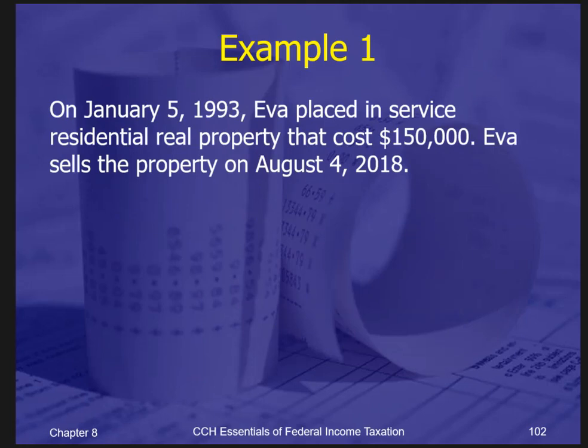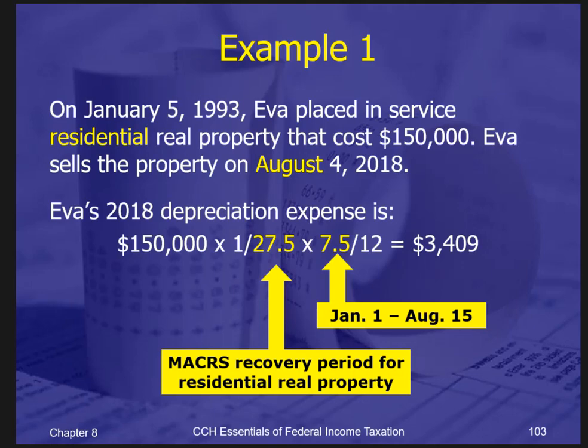So example, $150,000 sells property in 2018. We have to calculate depreciation for this last year in 2018. We know how to do the depreciation for 27 and a half years, but then in 2018, it's treated as if sold on August 15th. That's January through July, that's 7 months, half of August, 7 and a half. Okay?